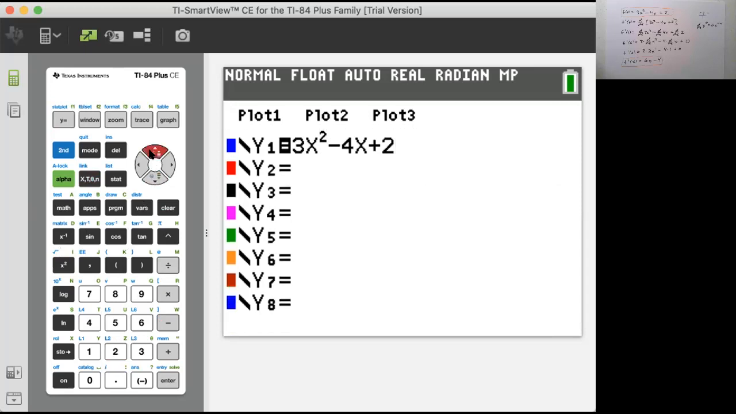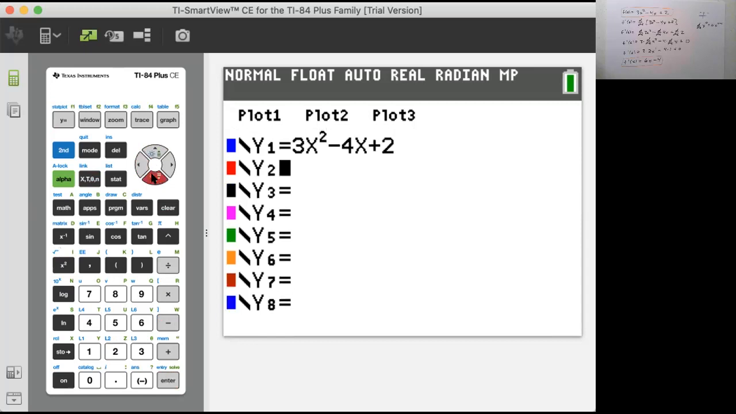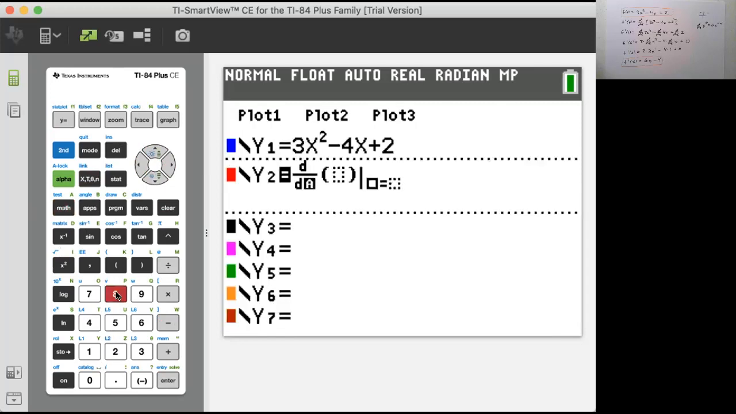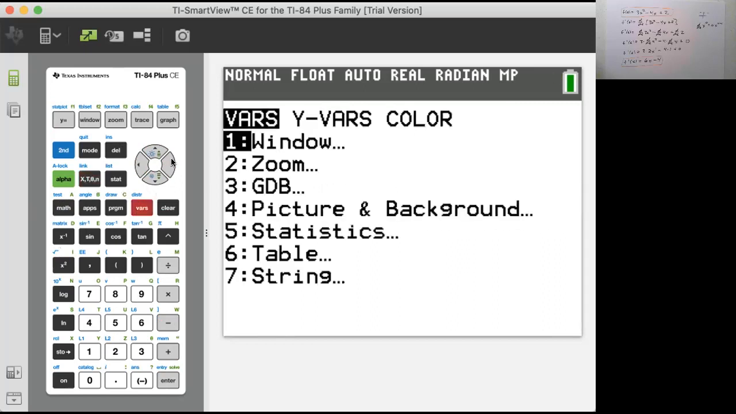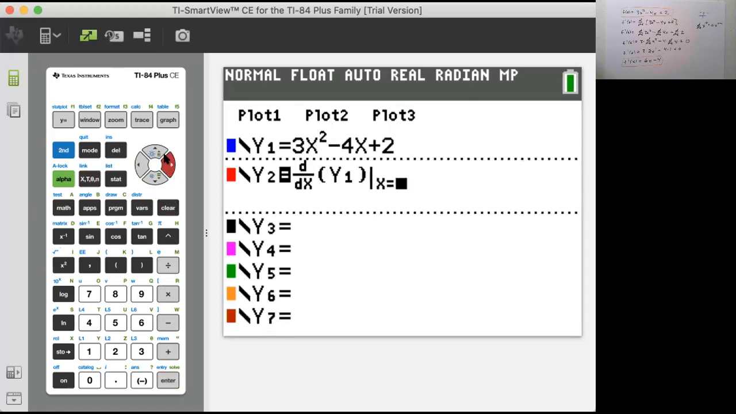So I'm going to turn this function off. I just want to graph the derivative of that function. Now, how do I find that? Math, numerical derivative, which is number 8. Take the derivative with respect to x of the function y1. So vars, y vars, function y1 at every point x. This should graph that.